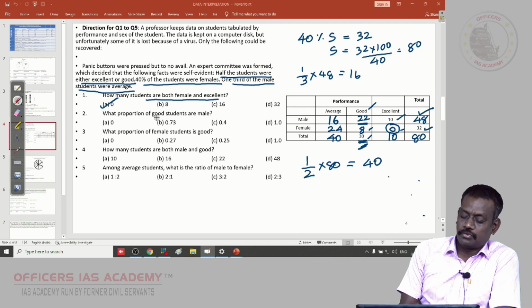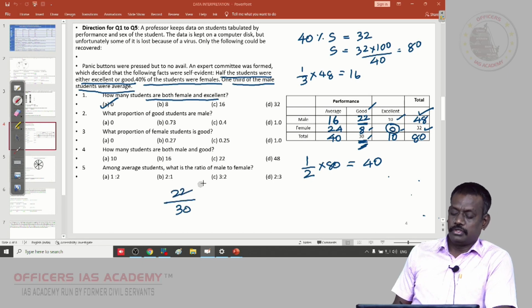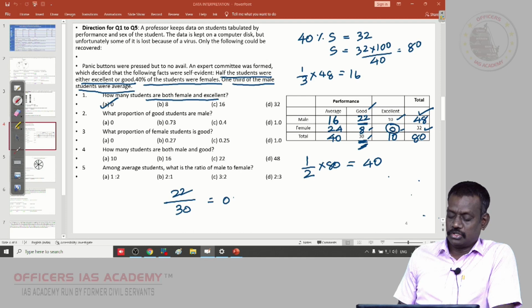And what proportion of good students are male? Good students are 30 and out of that male are 22. So 22 by 30, you can write this as 0.73.